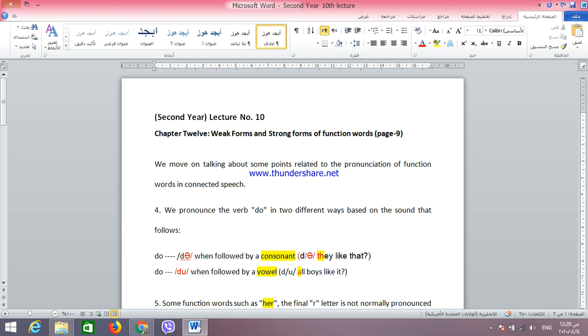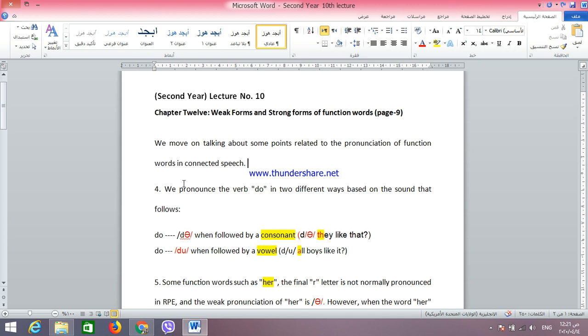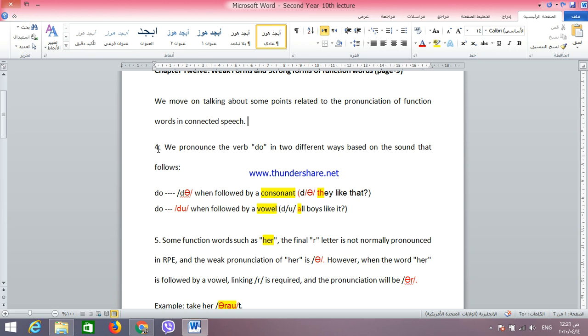Some of these points were syntactically conditioned, grammatically conditioned if you like. It is related to the part of speech of the word. Some others are morphologically conditioned, that is related to the internal structure of the word. And today we will start with point number 4. So we have taken up to 3 in the previous lecture. This is number 4. It is related to the pronunciation of the word do.